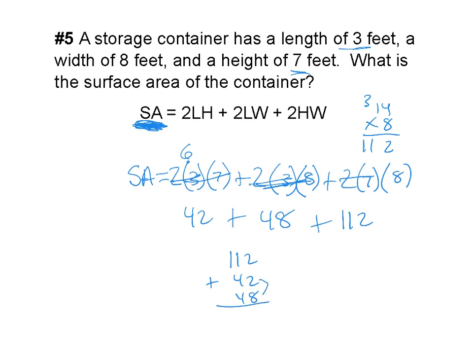8 plus 2 is 10, plus 2 is 12. 2 plus 4 is 6, plus 4 more is 10, and there we go. 202. Now this is feet squared because it was surface area, right? You're going to do number 5 exactly like that. Pause right here and do number 5 right now.